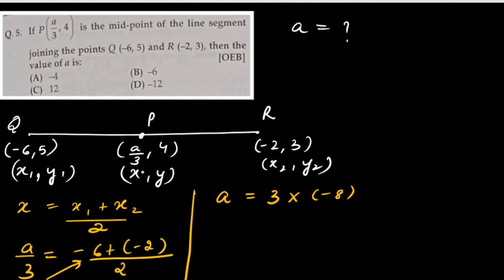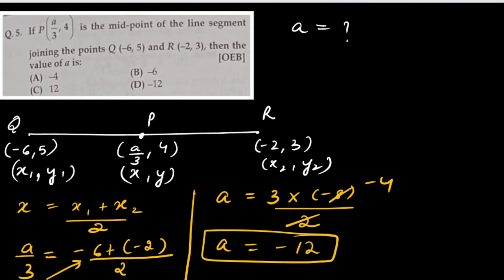Minus 6, 5, a by 3 and minus 2. So it will become minus 8 by 2. So it will get cancelled now. So a is equal to minus 12. A is equal to minus 12. So 4 and 8 we cancel, we got 4. So 3 into minus 4 is minus 12. Yes, so you have given the answer option B.